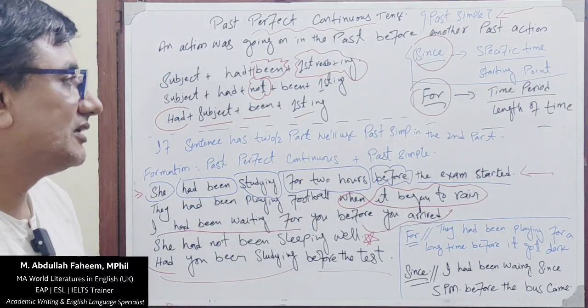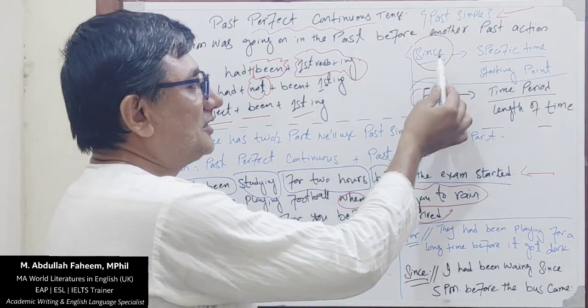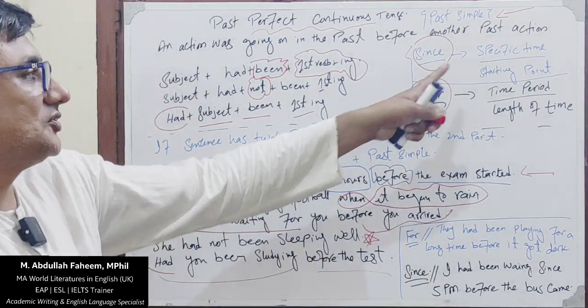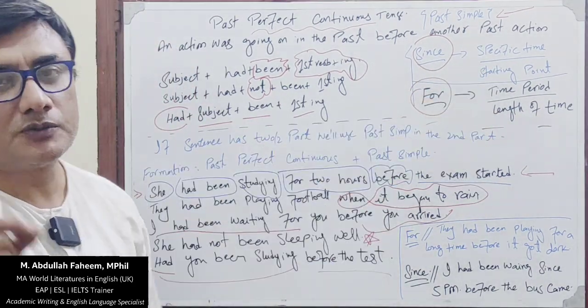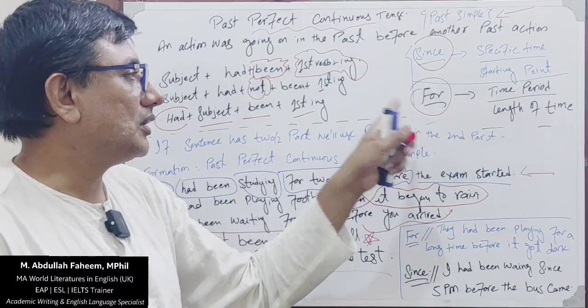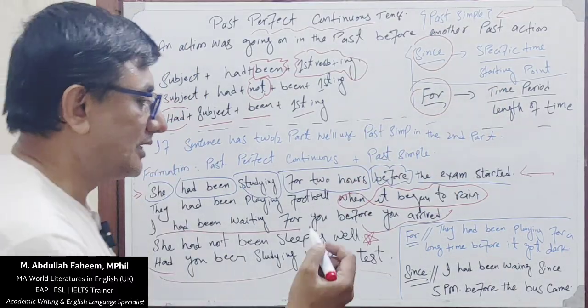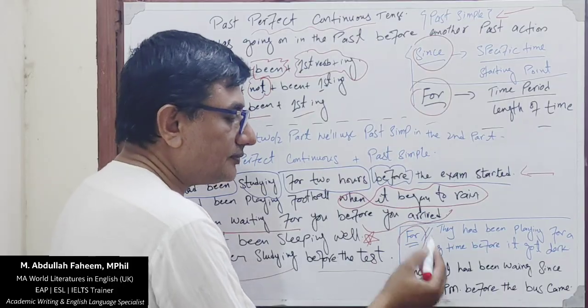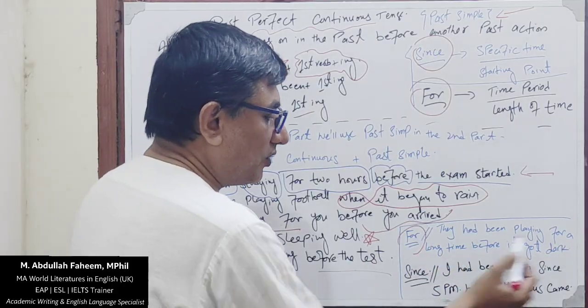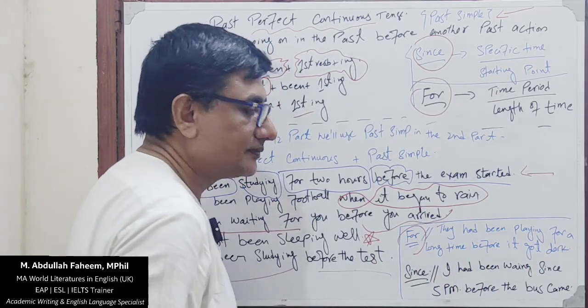अब इसमें जो देखने वाली चीज है, मैंने already mention किया in the beginning that since is used for specific time or specificity and starting point. For is for time period and length of time. Here is an example. They had been playing for a long time.